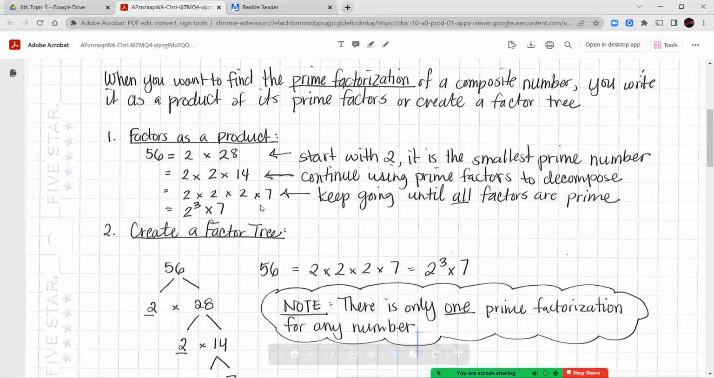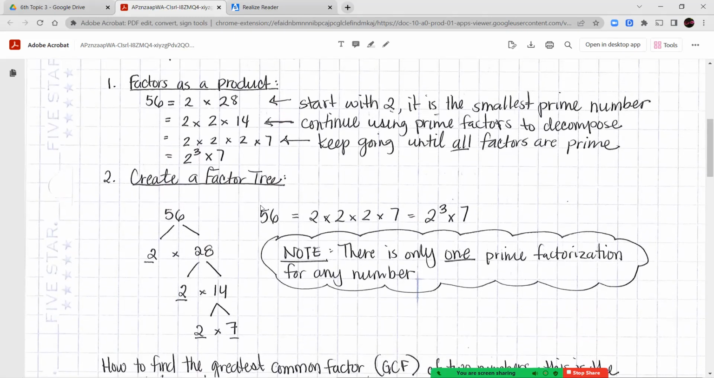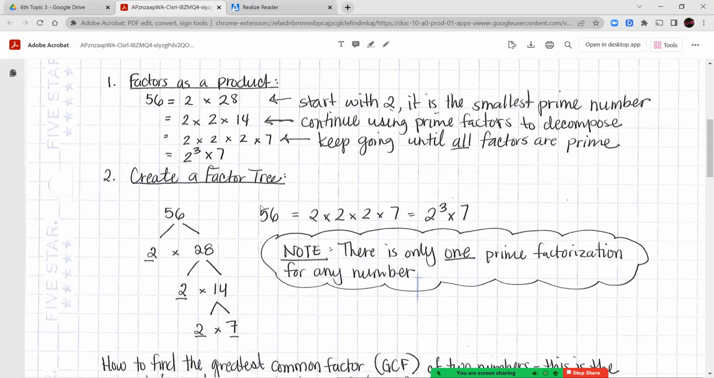Now, you could also do this by making a factor tree, which is what we saw in the video as well. So if I have 56, I'm going to split it into 2 times 28. I can split the 28 into 2 times 14, and I can split the 14 into 2 times 7. So here I'm back with the same numbers, 2 times 2 times 2 times 7. So there's only one prime factorization for any number.